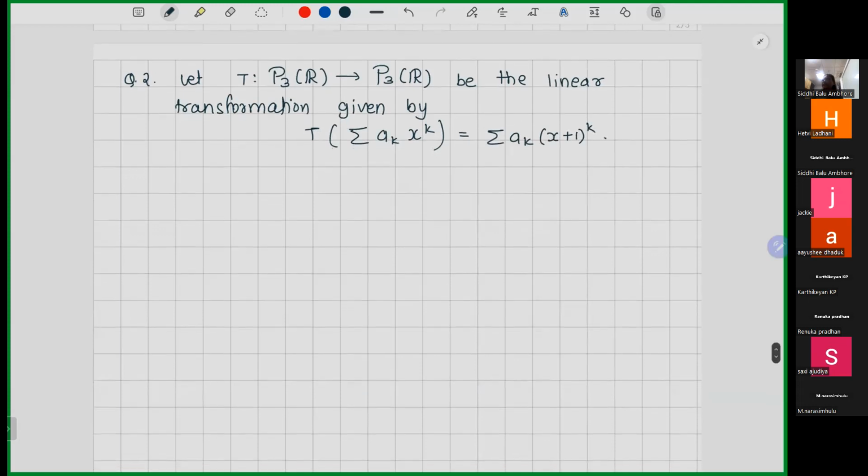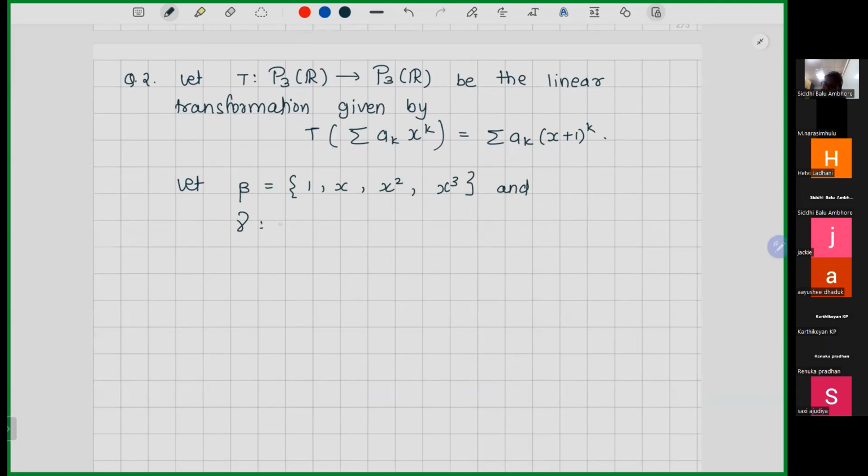Okay, this is my linear transformation, and they have given beta to be 1, x, x square and x cube, and gamma is given as 1, 1 plus x, 1 plus x square and 1 plus x cube, and these are two ordered bases of P3(R).